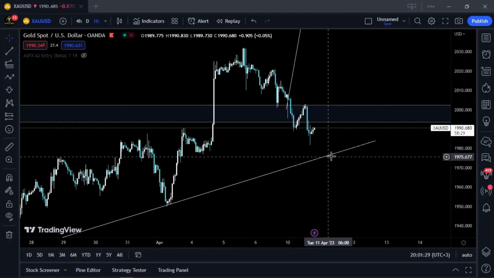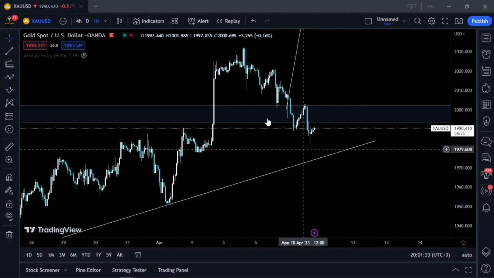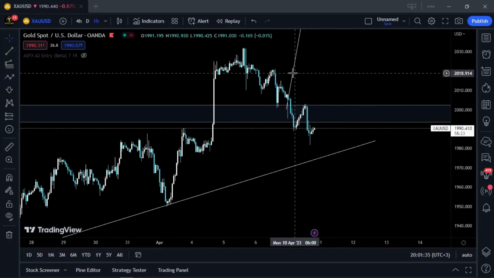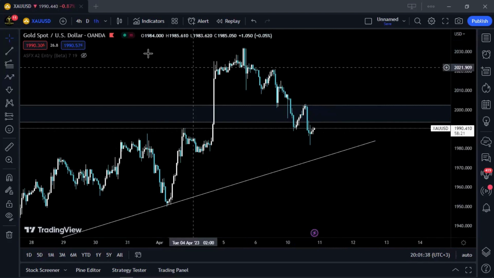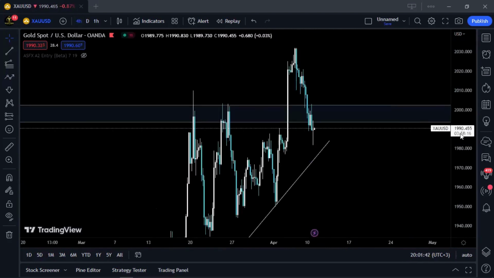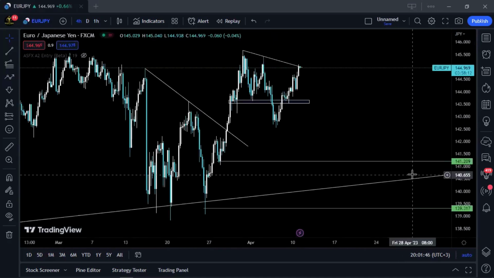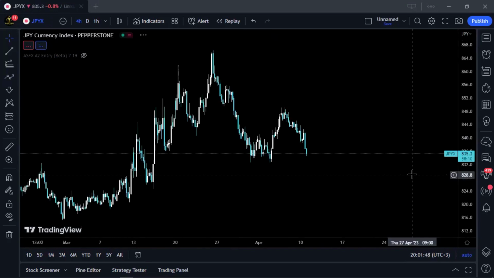As prices haven't broken below this trend line, this support still holds. So I won't really be looking for a trade on gold. I'll just be looking at it from afar. I won't really be looking for a trade on this thing. So yeah. Now let's look at JPY.